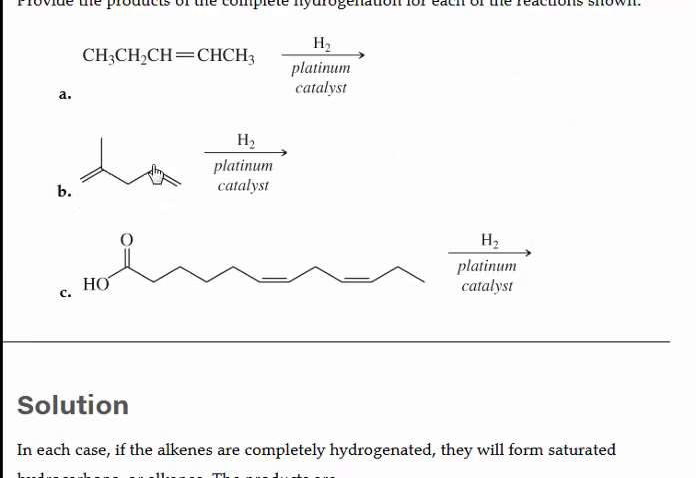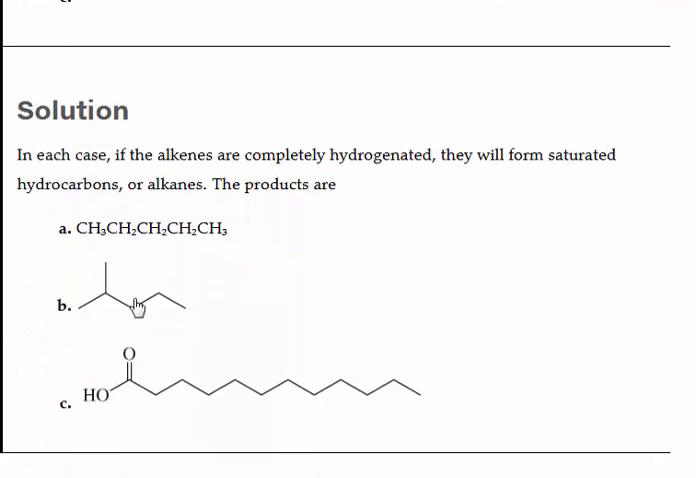And then in B, there were 2 double bonds, between the 1 and 2 carbon, 1, 2, 3, 4, 5, and the 4 and 5 carbon. The number of carbon atoms does not change, but what happens is those hydrogen molecules add across the double bond, and now each carbon is tetrahedral and has the maximum number of hydrogen atoms.